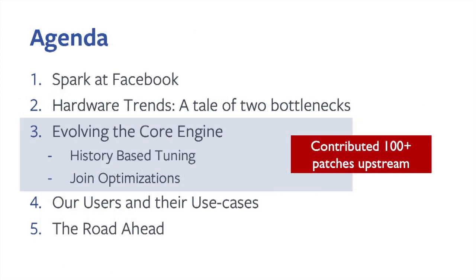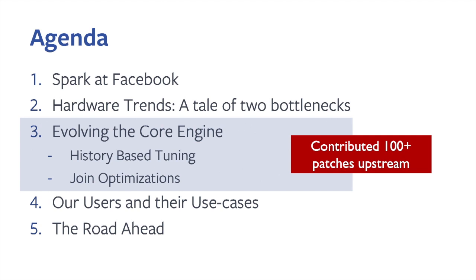All right, so we talked about some hardware trends. Now the question is, how are we leveraging these hardware trends in evolving our core engine? Over the last 4 years, Facebook has contributed more than 100 patches upstream, dealing with every aspect of scalability, possibly bug fixes, new features, and so on.